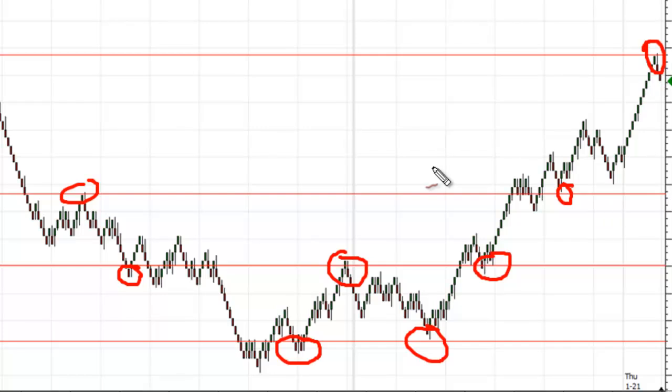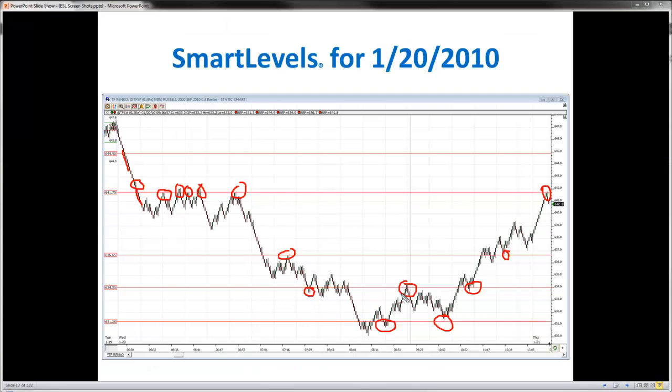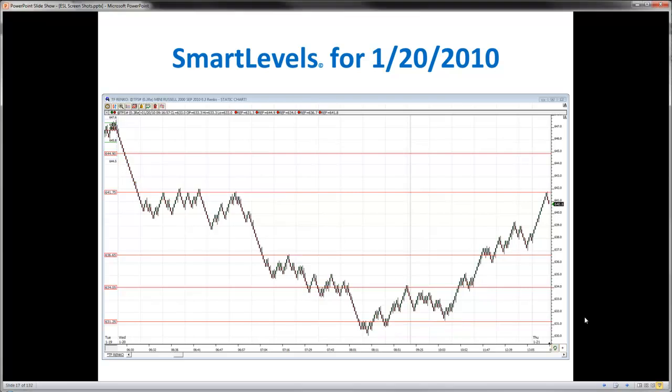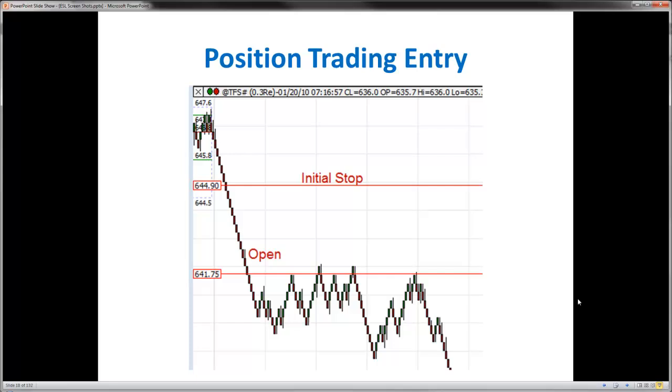So on a single trading day, these levels were put on the chart prior to the trading day opening. So we can see that on a single trading day, we have lots of reactions off of these levels. So it should show you there's something statistically significant going on here. Let's take a closer look at some of the situations on this chart.